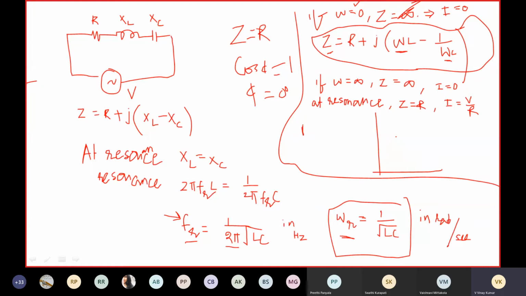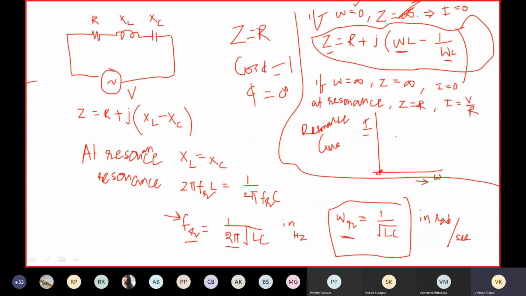This is the resonance curve. Let us define it: it is a graph between current versus frequency. If you plot the graph between current and frequency, that is the resonance curve. With respect to omega, you are plotting the graph. When omega is equal to 0, the current is 0.